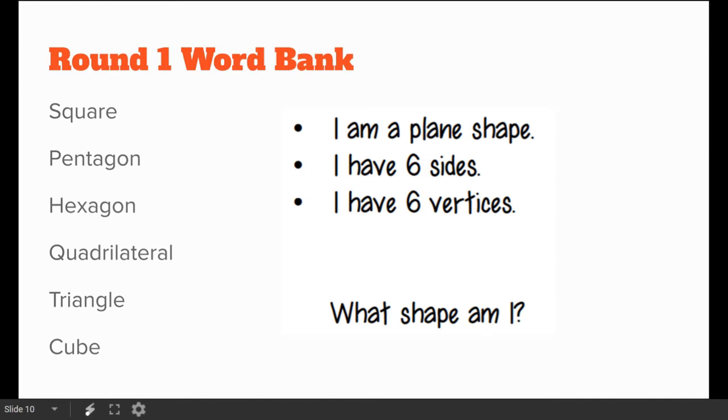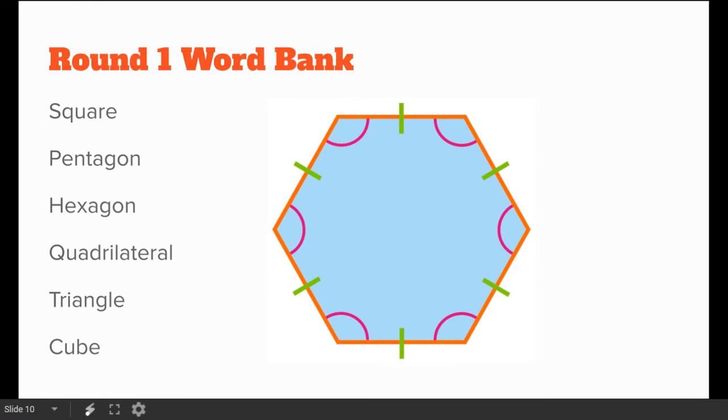I am a plane shape. I have 6 sides. I have 6 vertices. What shape am I? Go ahead and call it out. Right, if you guessed hexagon, you are correct.